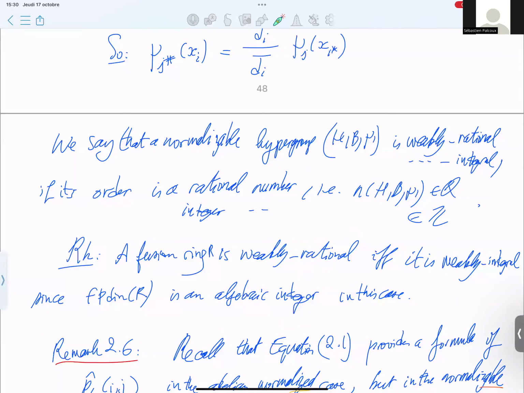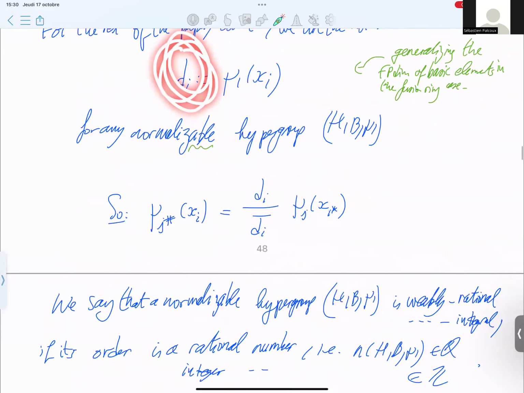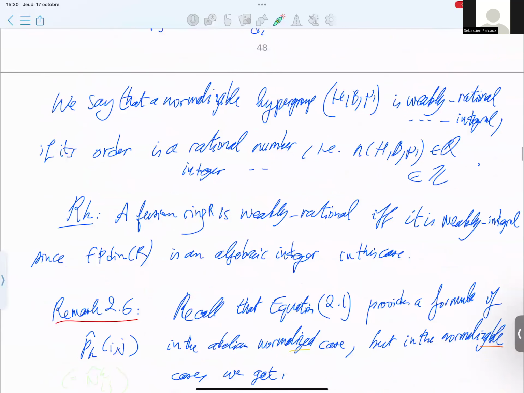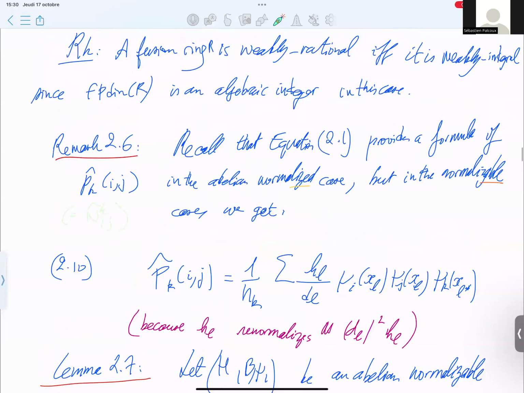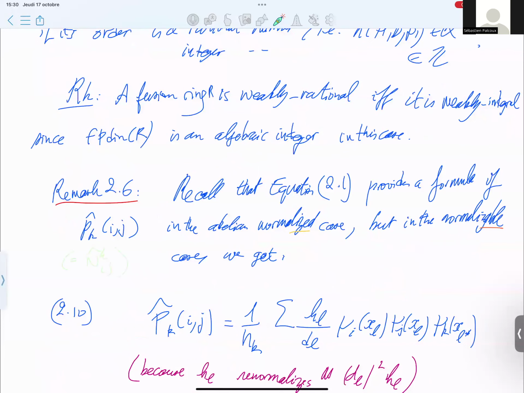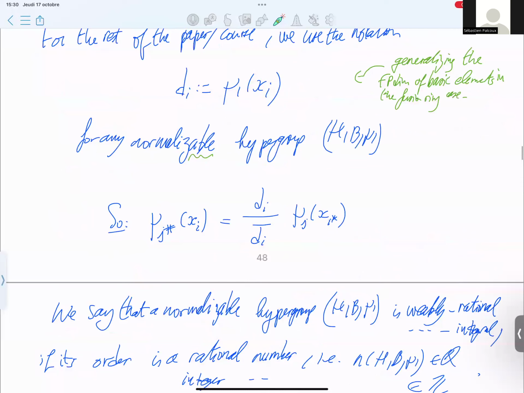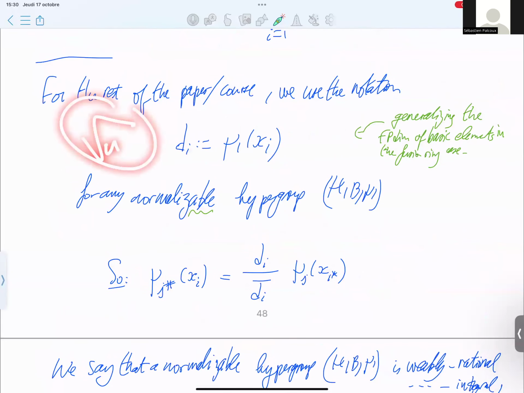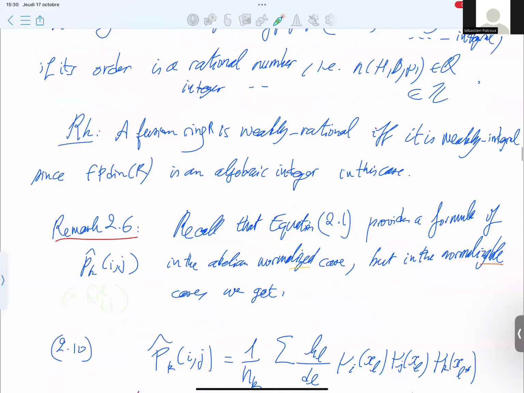Okay. And for a fusion ring, when you say it is integral, not just weakly integral, it means that all these d_i are integers. So it is a stronger property. The converse is false. You can have weakly integral which are not integral, because this d_i can be the square root of some integer, and then when you do the sum of the squares, you still get an integer.